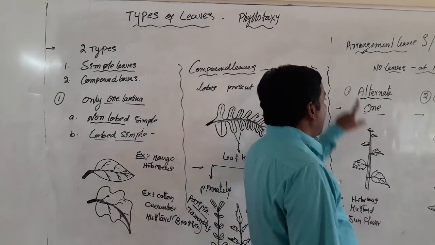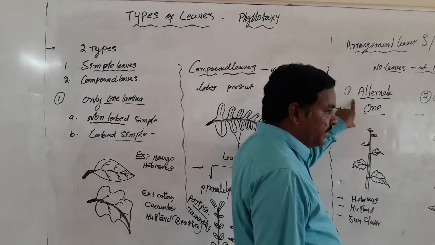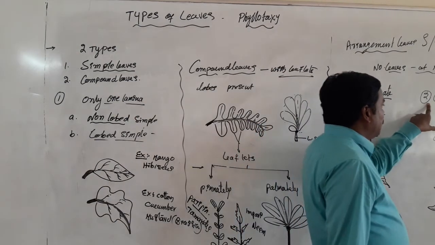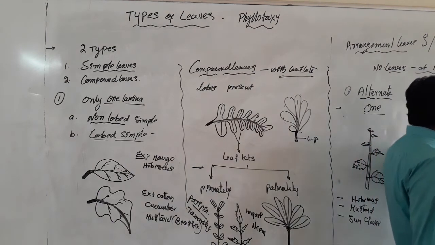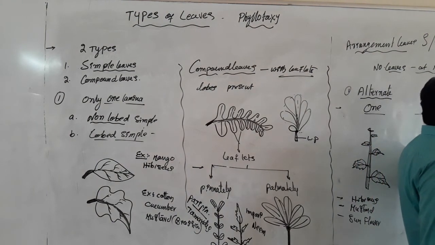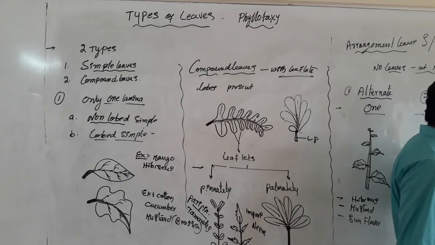So, alternate phyllotaxy contains only one leaf, and opposite phyllotaxy contains two leaves lying opposite to each other. Whorled phyllotaxy is represented by more than two leaves, that is, many leaves at each and every node.